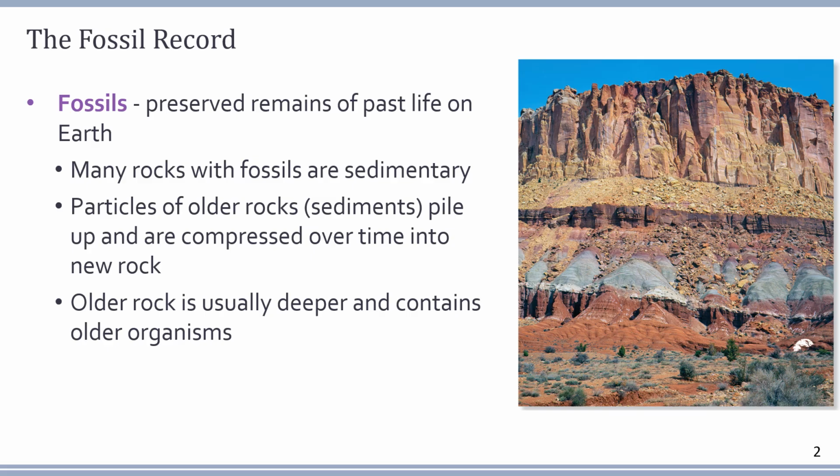Older rock is usually deeper, and we can therefore infer that that older rock is going to contain older organisms. So a fossil is formed when the hard parts of the organism are buried, and then a chemical process occurs that essentially mineralizes the hard parts, and those hard parts form an impression in a rock face, or the parts are actually essentially changed into rock. And then, of course, they're dug up later, and we can look at the physical characteristics of those bones.